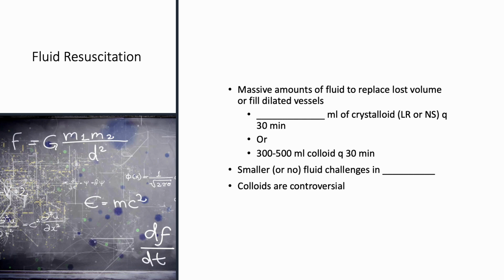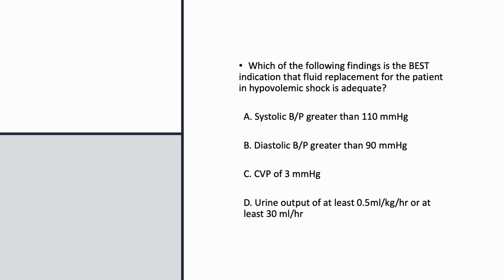Alternatively, 300 to 500 mL of a colloid, for example, albumin, can be administered every 30 minutes, though the use of colloids in sepsis is controversial. In certain patient populations, such as those with heart failure or kidney failure, smaller or no fluid challenges may be necessary to avoid fluid overload, as these patients cannot tolerate large volumes of fluid.